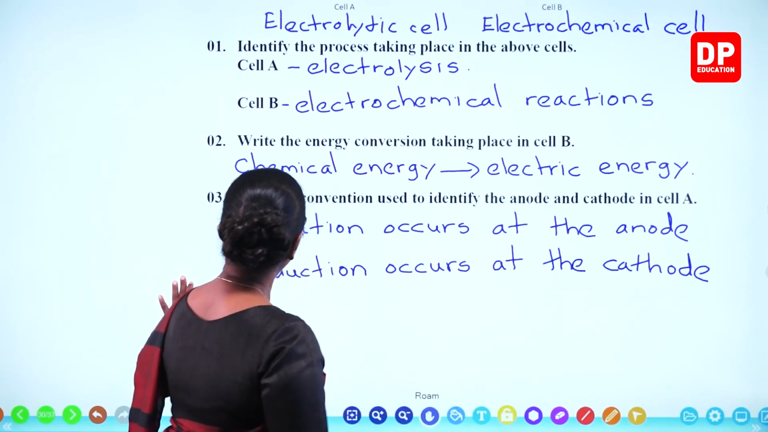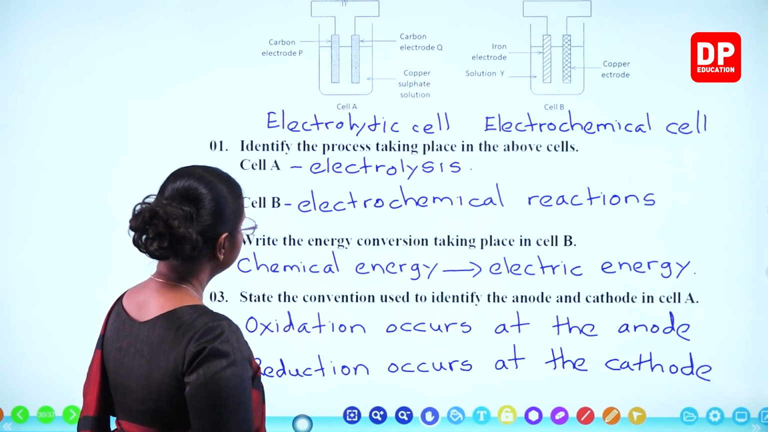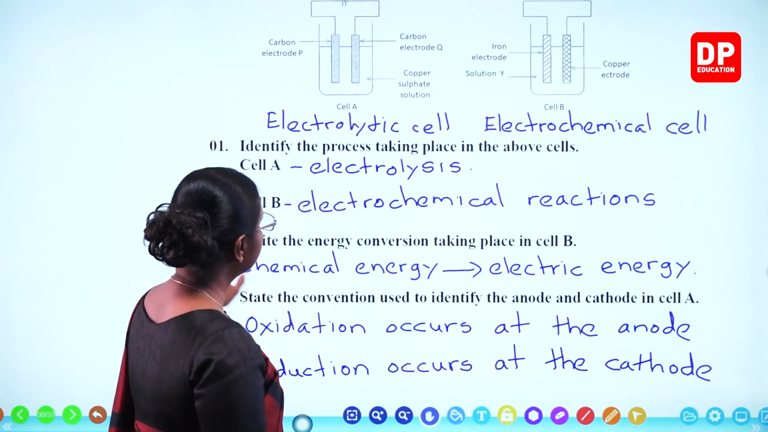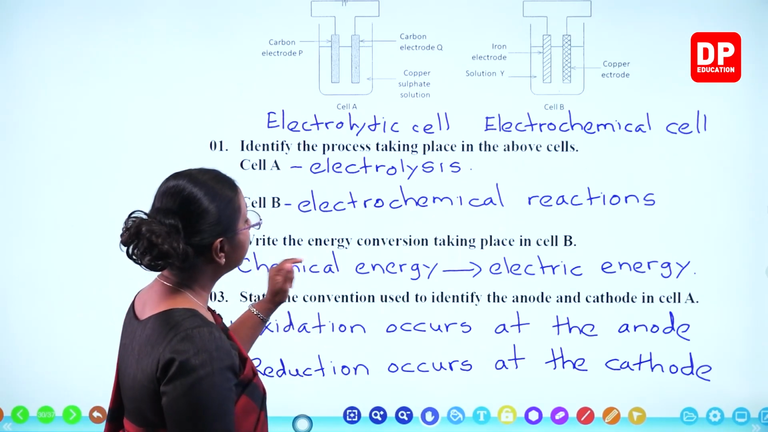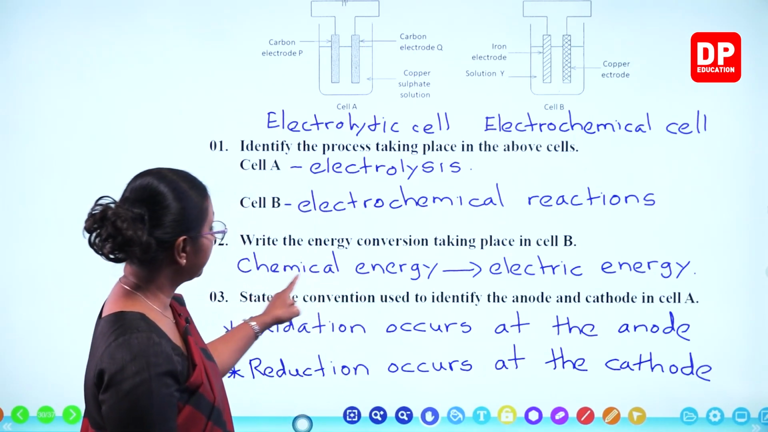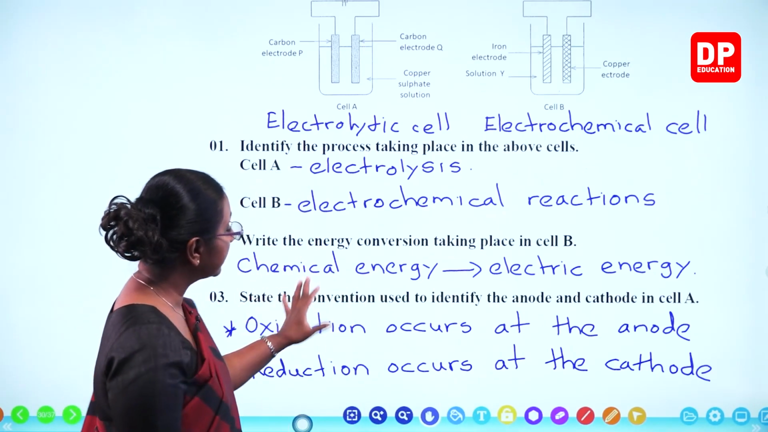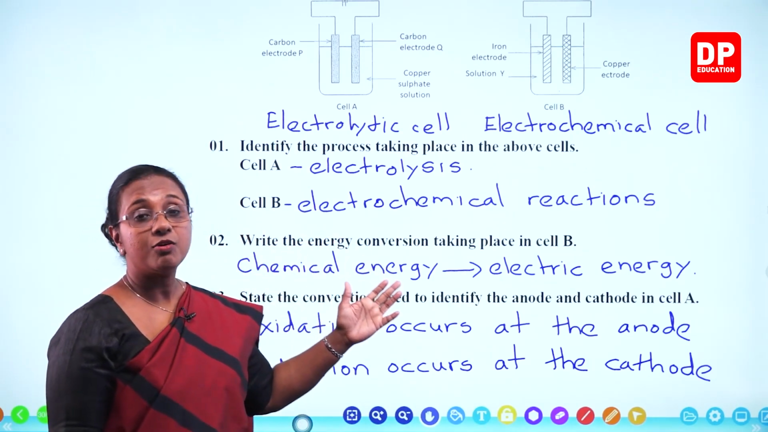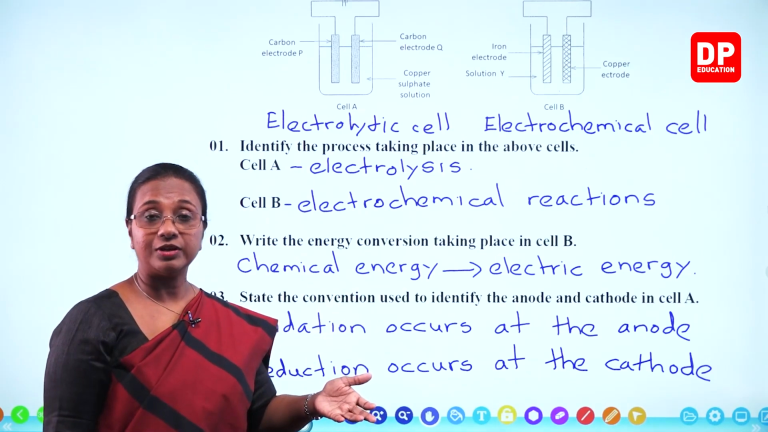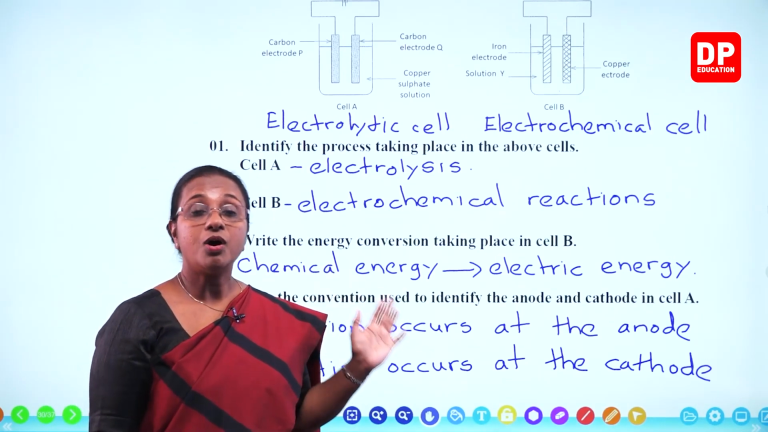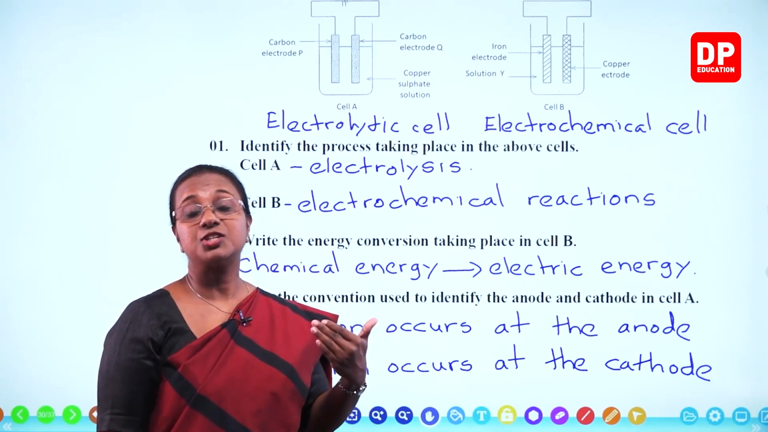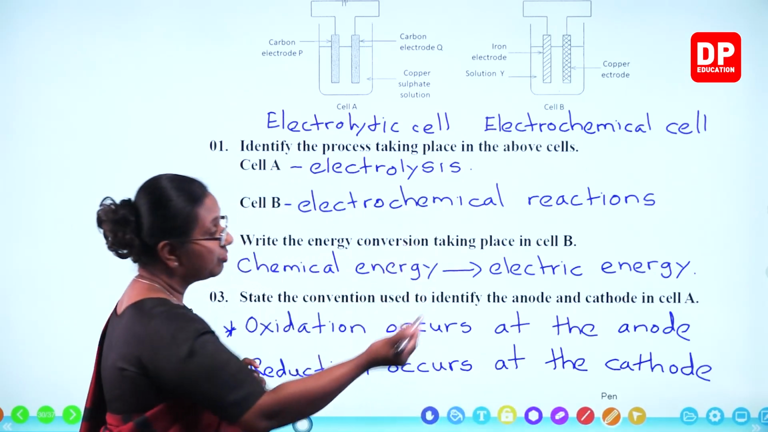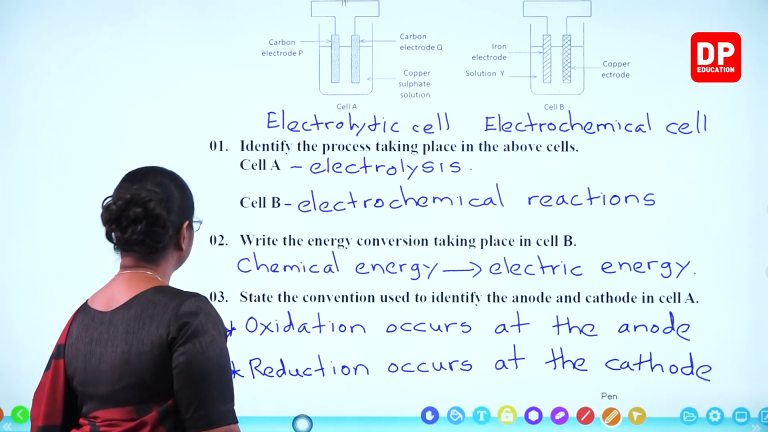So those are the answers to these questions based on two cells. Cell A electrolytic cell, cell B electrochemical cell, and those are the changes. Then the energy conversion in cell B, chemical energy to electric energy, and the convention used to identify the anode and cathode, whether it's cell A or cell B, it can be electrolytic cell, electrochemical cell. Always oxidation occurs at the anode, reduction occurs at the cathode. That is what you have to remember. Then I'll move on to the next slide where we continue with the questions.